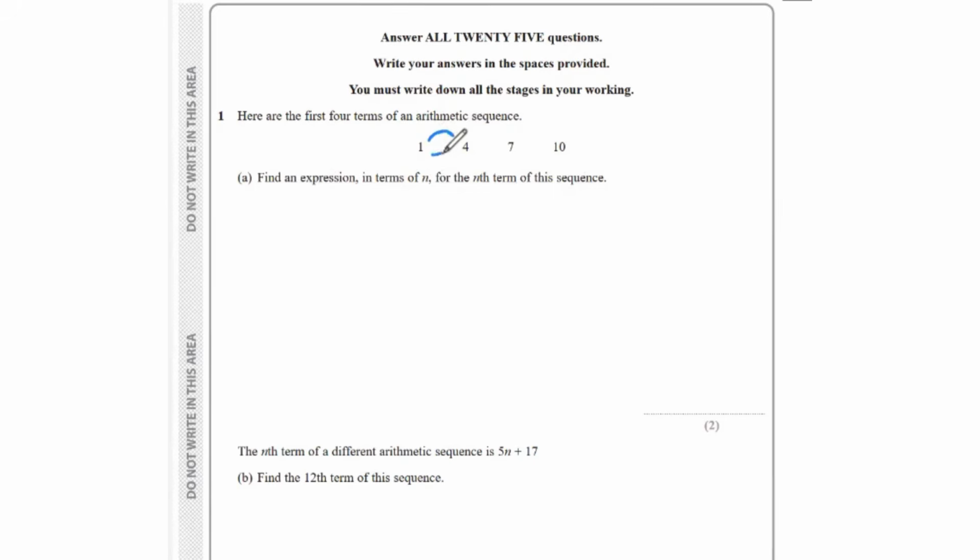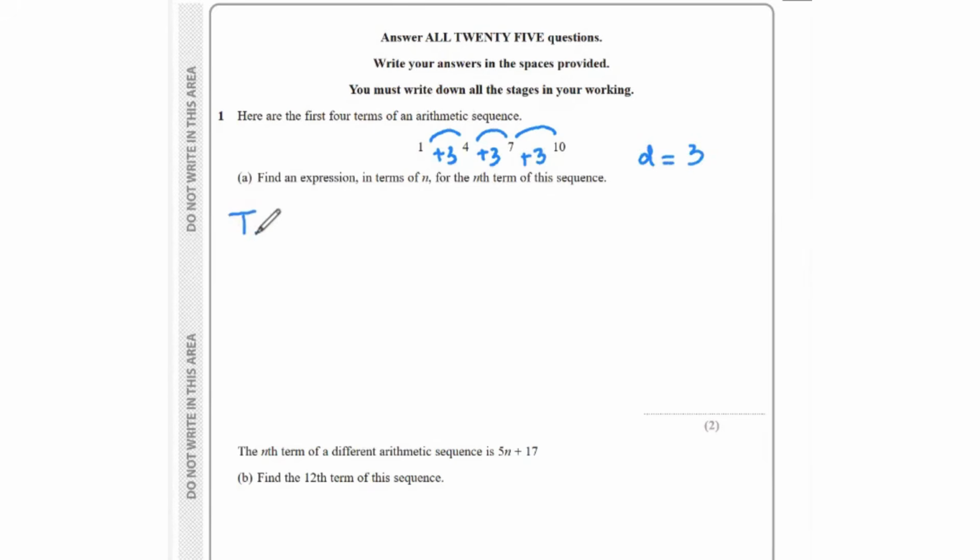Between 1 and 4, we're adding 3. Between 4 and 7, we're again adding 3. And between 7 and 10, we're adding 3. So that means the common difference is 3.